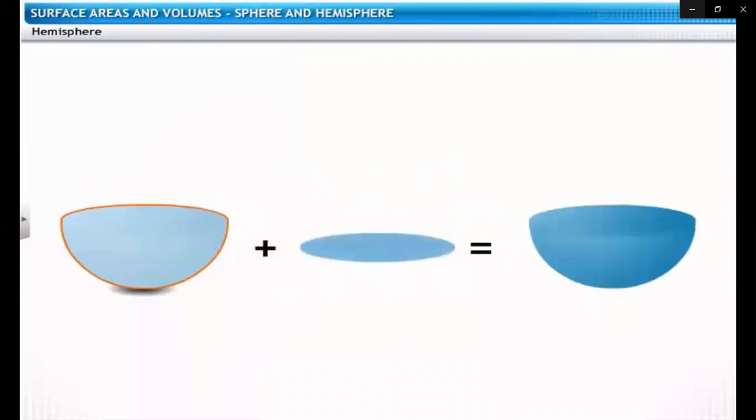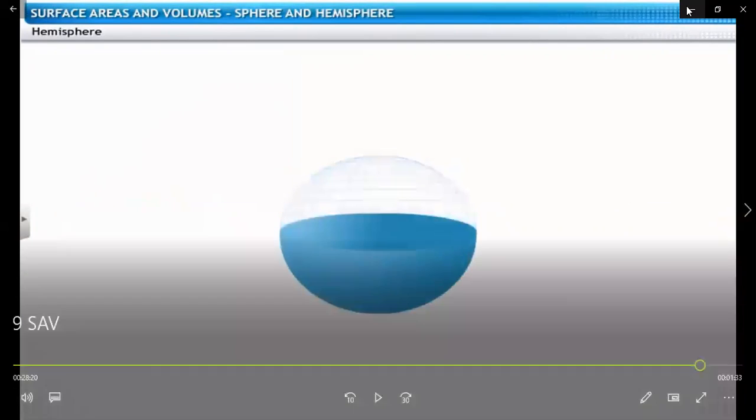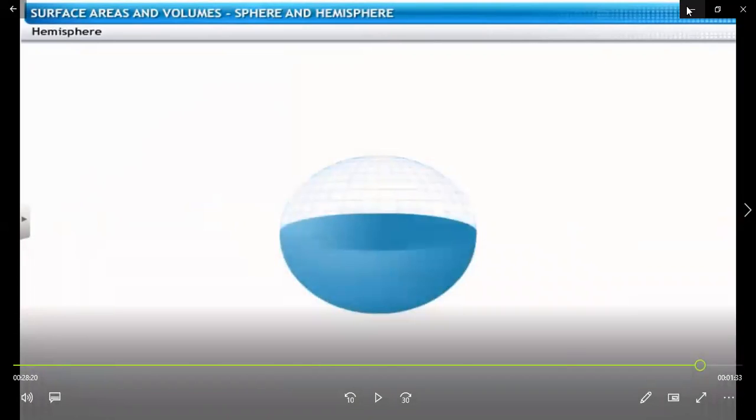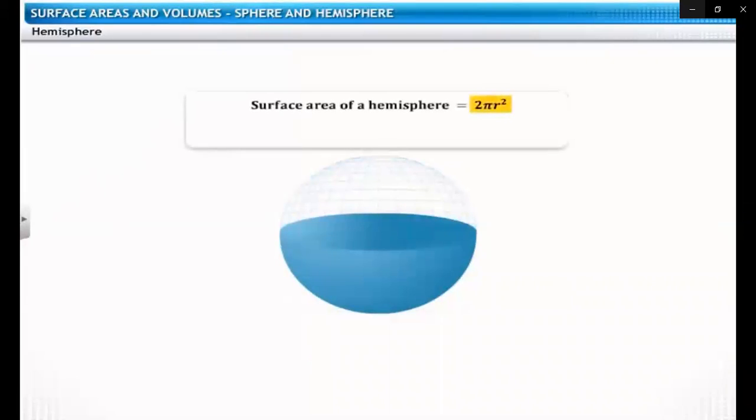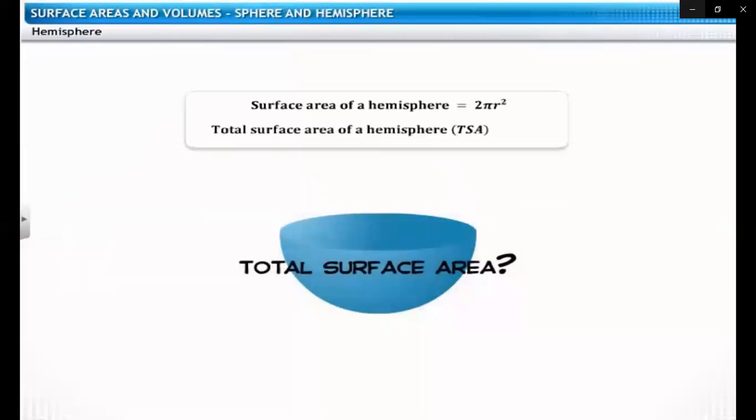As you can observe here, the curved surface area of a hemisphere is exactly half of the surface area of a sphere. For a sphere we have 4 pi r square, which means that for half of the sphere, that is a hemisphere, the surface area will be equal to 2 pi r square. That is the curved surface area for a hemisphere, plus the flat surface area, which is nothing but a circle, so it will be pi r square. So 2 pi r square plus pi r square. Altogether we get the total surface area for a hemisphere, which is 3 pi r square. That is the TSA for a hemisphere.